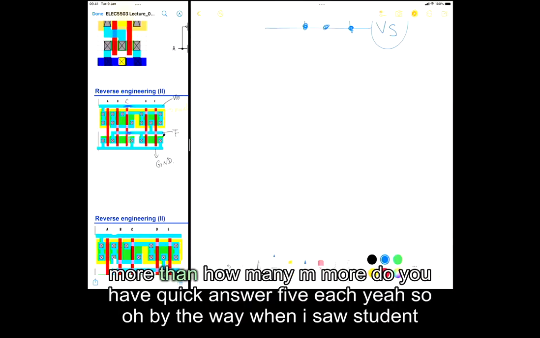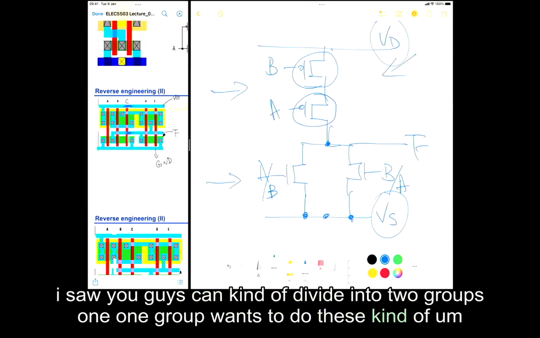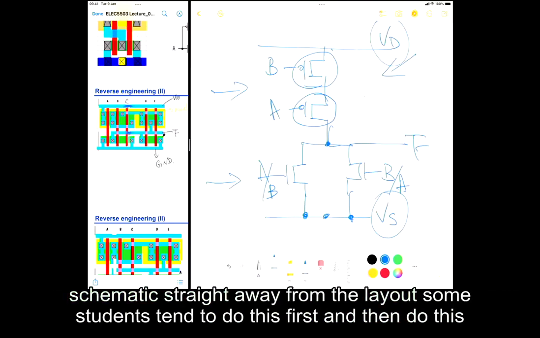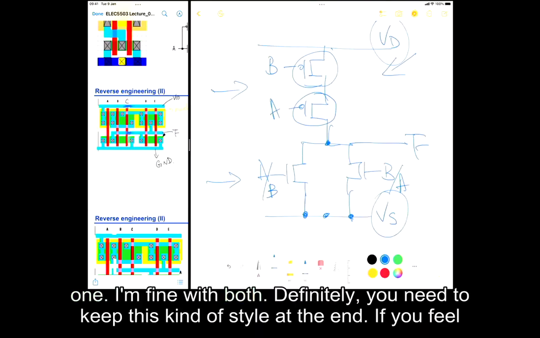First question, how many PMOS and how many NMOS do you have? Quick answer. 5 each. Yeah. By the way, I saw you guys can kind of divide into 2 groups. One group wants to do these kind of schematics straight away from the layout. Some students tend to do this first and then do this one. I'm fine with both. Definitely, you need to give this kind of style at the end.